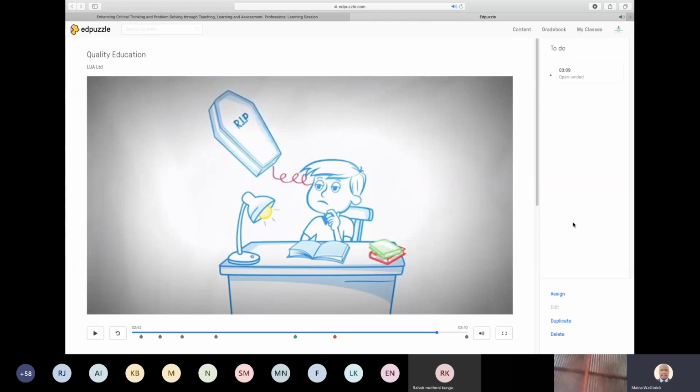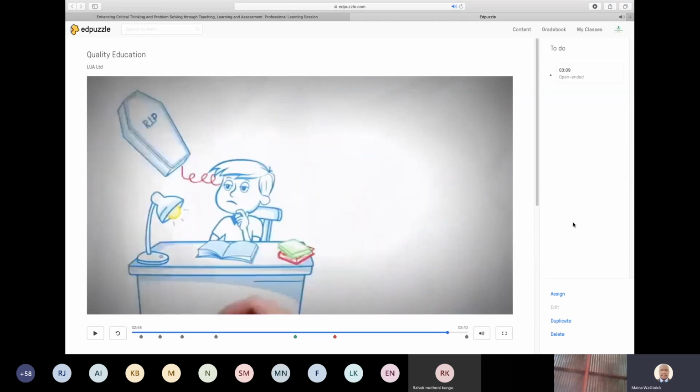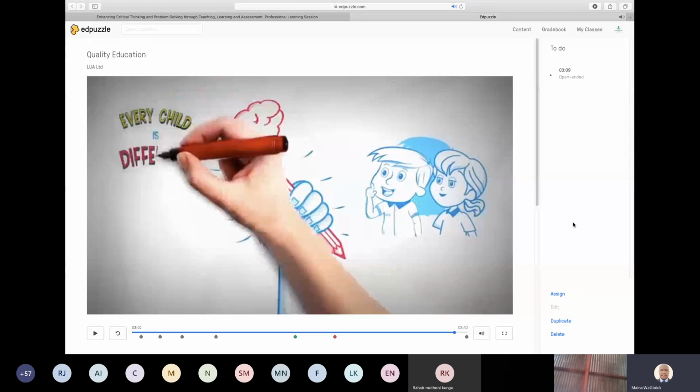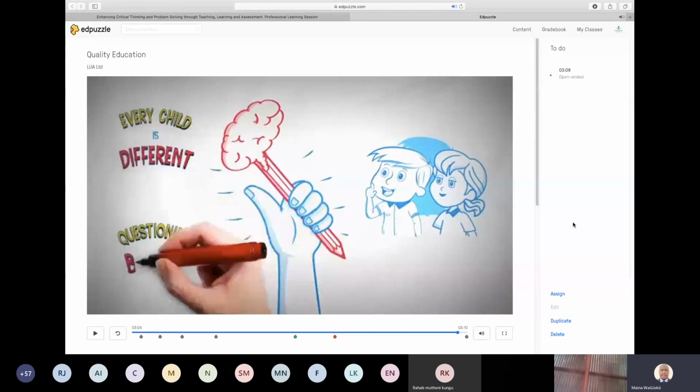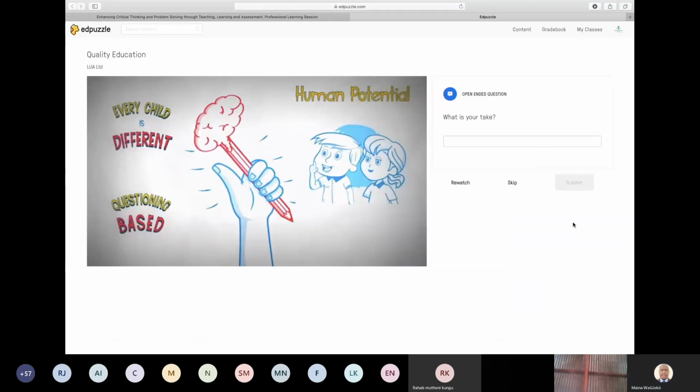Now, we face a million problems in the world for which we are only awaiting answers. So, what is the solution? We need an education system that recognizes that every child is different and is question-based, so that it brings out the extraordinary human potential in every child. Again, here it will ask you what's your take, and you answer what you think.